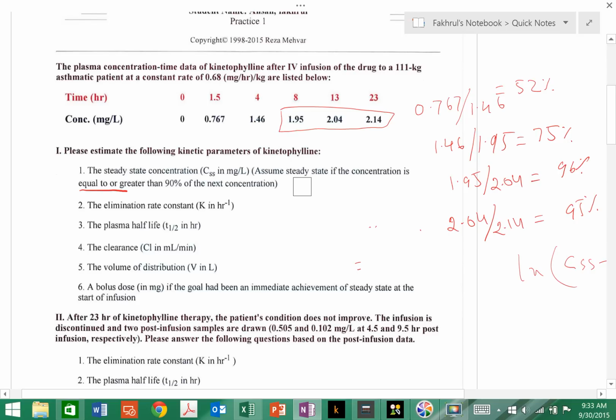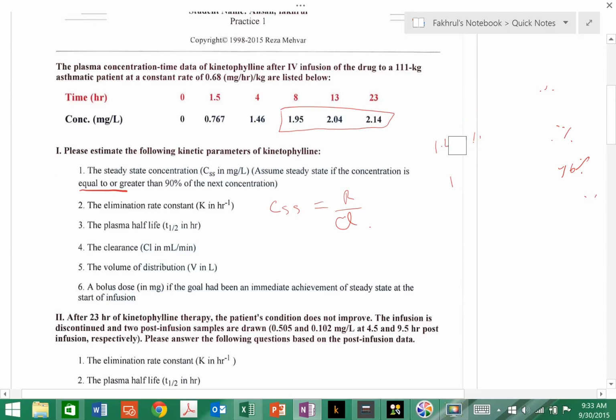In the case of clearance, we have to use that equation. If you remember, this equation is CSS is equal to R by CL, R by CL. So let's remove this. Here we have an R. R is equal to this one, 0.68 milligram per hour per kilo.